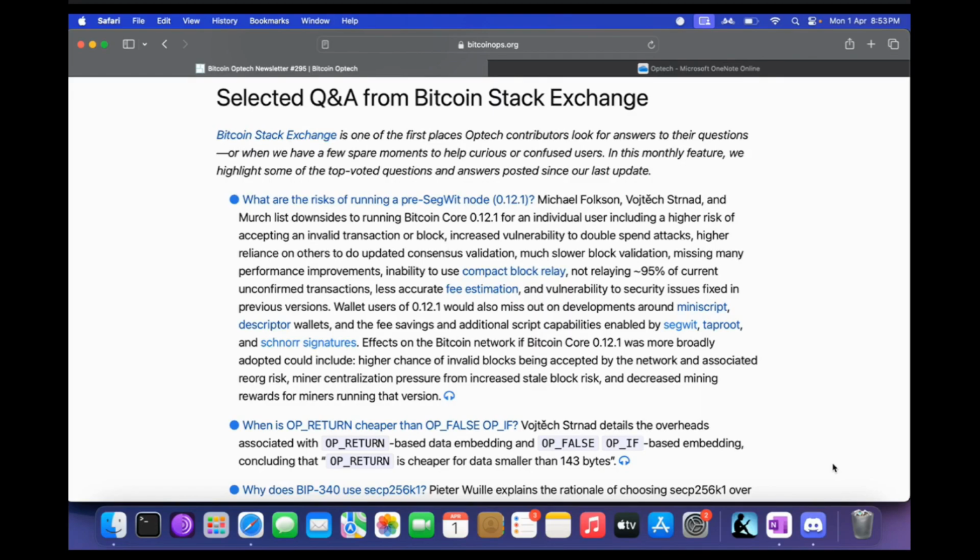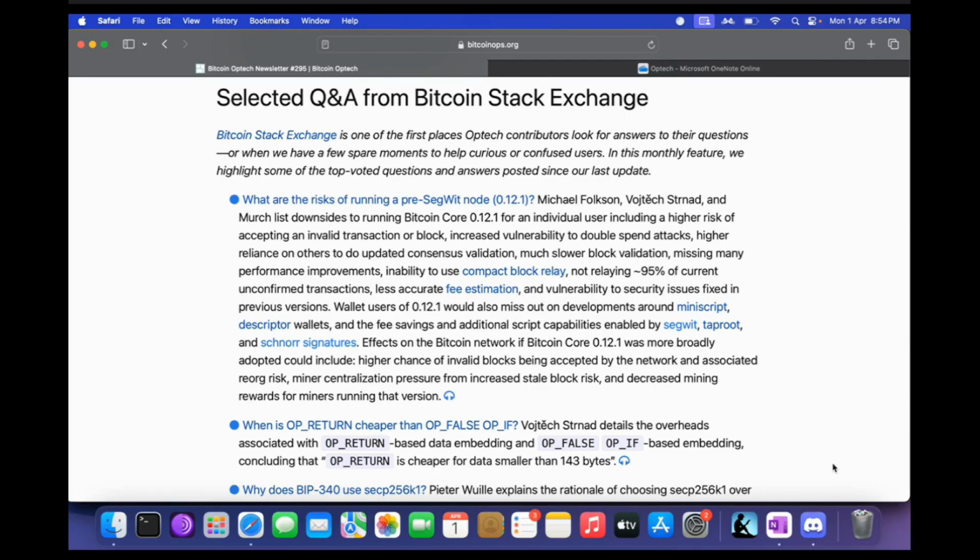And I personally got to know about this movement through this question itself, that there are people who are planning to run a pre-SegWit node, because a lot of avenues used by people who embed non-monetary data on the blockchain are being used by upgrades that happened to Bitcoin post-SegWit. Now maybe those upgrades were not intended for these use cases, but they have avenues which are being used.